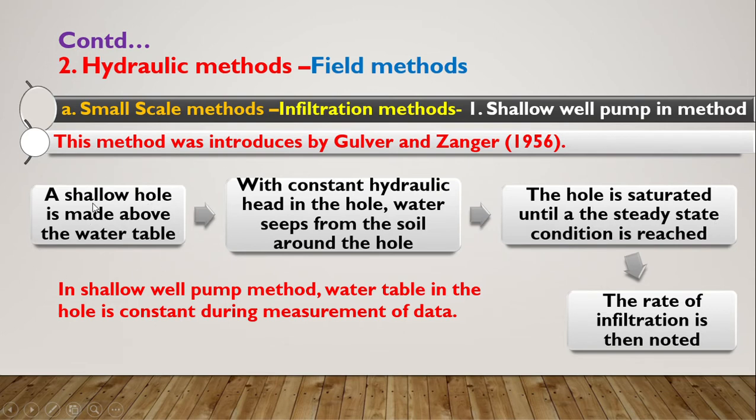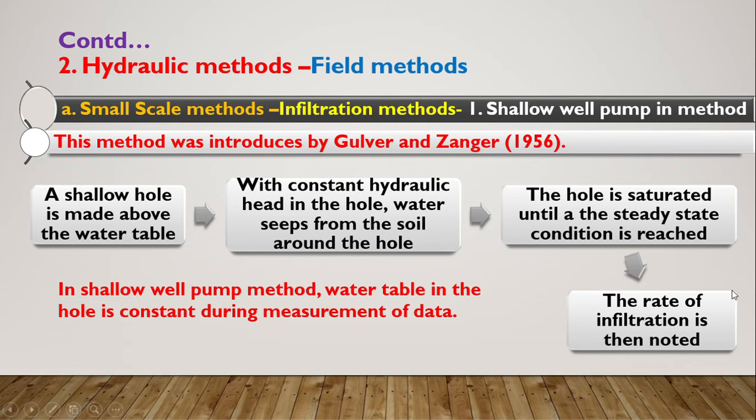First, we will make a shallow hole in the ground above the water table, and we will maintain a constant head of water in the hole. We will pour some water into the hole and maintain a constant head by continuously applying the same amount of water. The hole is saturated until a steady state condition is reached. First the hole and the surrounding soil will be saturated. After saturation, the water will move in a steady state, constantly moving with the same rate over time. That is steady state.